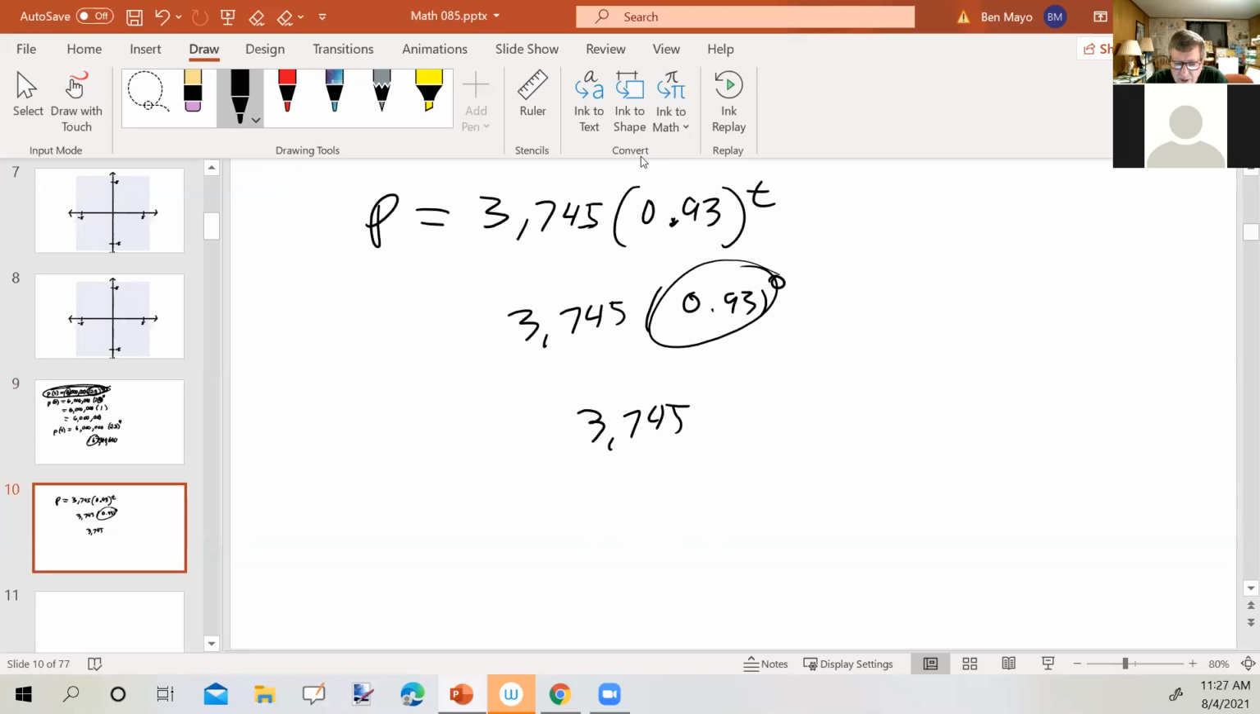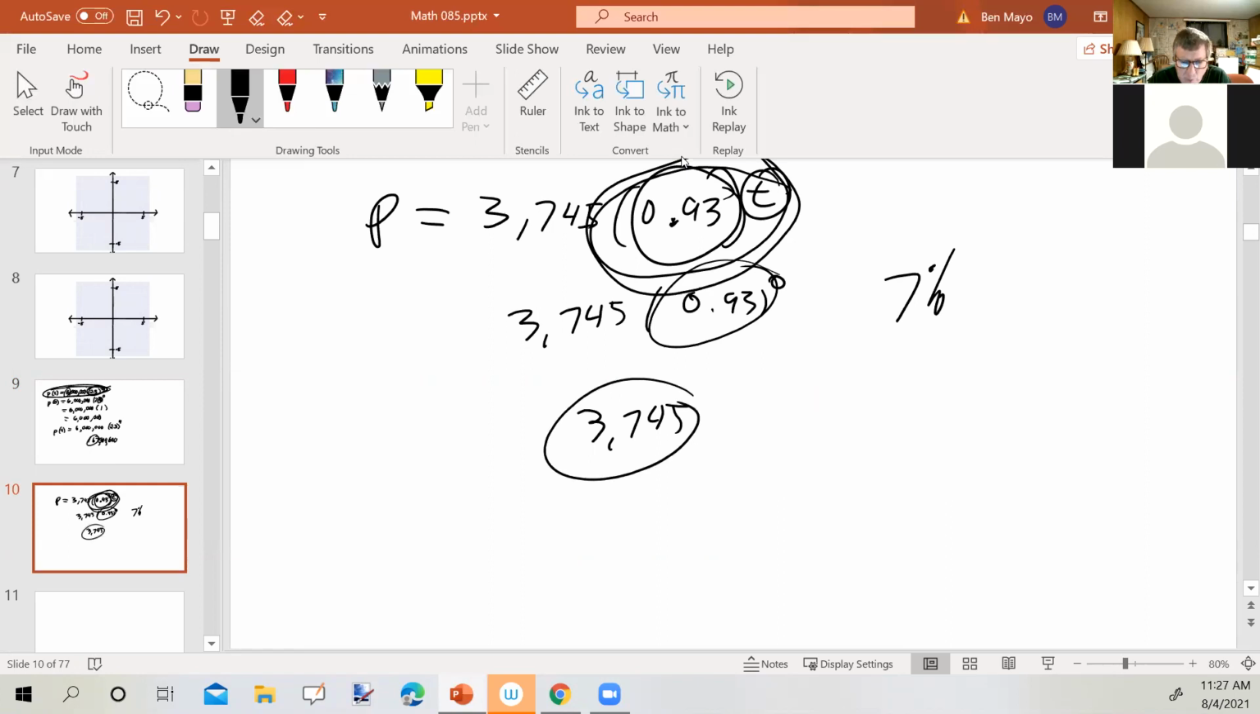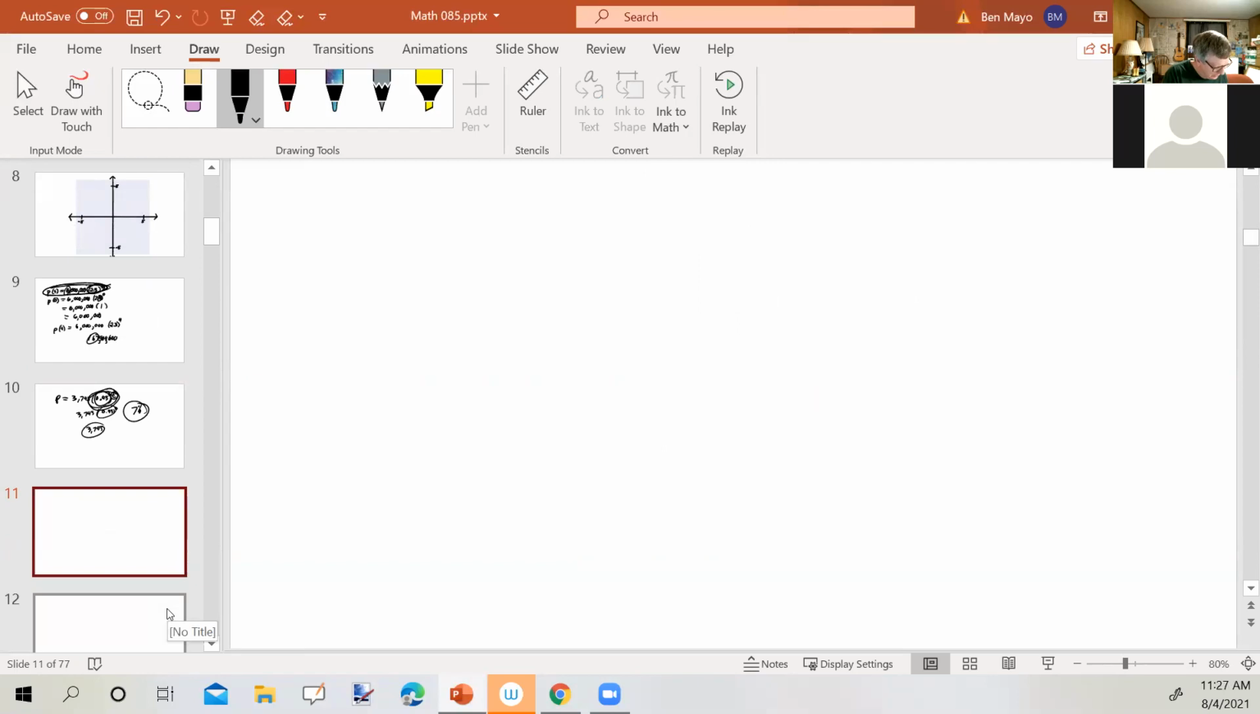Okay, now, is the population growing or decaying? The base is between 0 and 1, so it's decaying or decreasing. By what percent is it decreasing? 7%. Where did I get that? Well, 0.93 is 93%. As time goes on, each time t increases by 1, we're going to multiply this by 0.93. So we're going to be taking 93% of what's there, which means we're going to be losing 7%. And time in this case is measured in years, so it's losing its population at a rate of 7% per year.